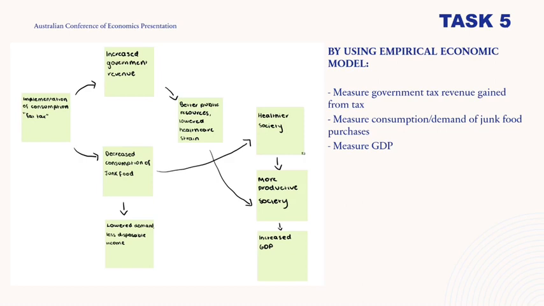The short-term effects of a tax have also been demonstrated on the bottom of the graph, including decreased disposable income caused as a result of the tax. Continuing on, the decreased consumption of junk food can lead to a healthier, more productive society. The increased productivity of society can lead to an increased GDP, which can be measured using an empirical economic model.